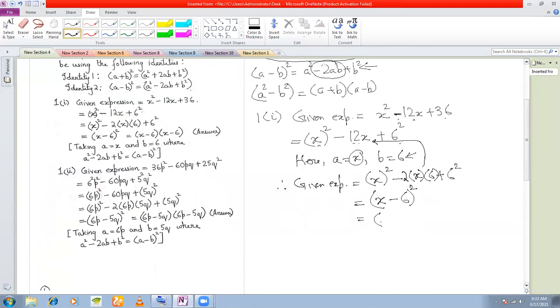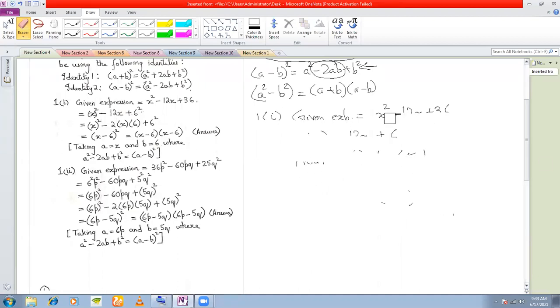You can write this as, this is called repeated factor, as I told you. You can write this as x minus 6 into x minus 6. So what are the two factors? X minus 6, x minus 6. Okay. We take another example. And this will be the last one. We'll continue tomorrow.